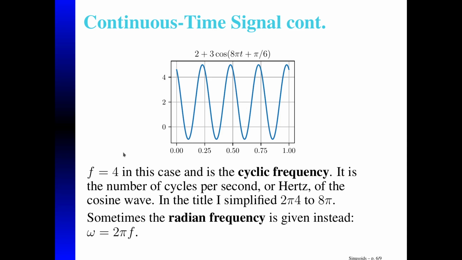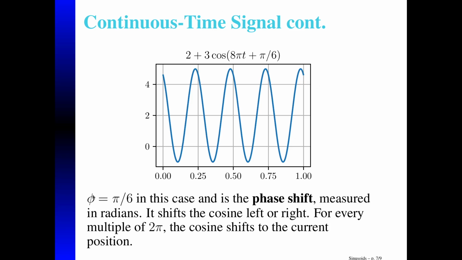f, from our original equation, is the cyclic frequency. In this case, it's 4, and it's the number of cycles per second, or hertz. If we look here, as we come down and start to repeat right here, that's 1, 2, 3, 4. This is 1 second, so 4 cycles in that 1 second. Now I simplified what I wrote. Instead of writing 2 times pi times 4, I just wrote 2 times 4 was 8 and wrote it this way. Sometimes people use what's called the radian frequency instead, where they just take 2 times pi times f and multiply that together to get omega here.